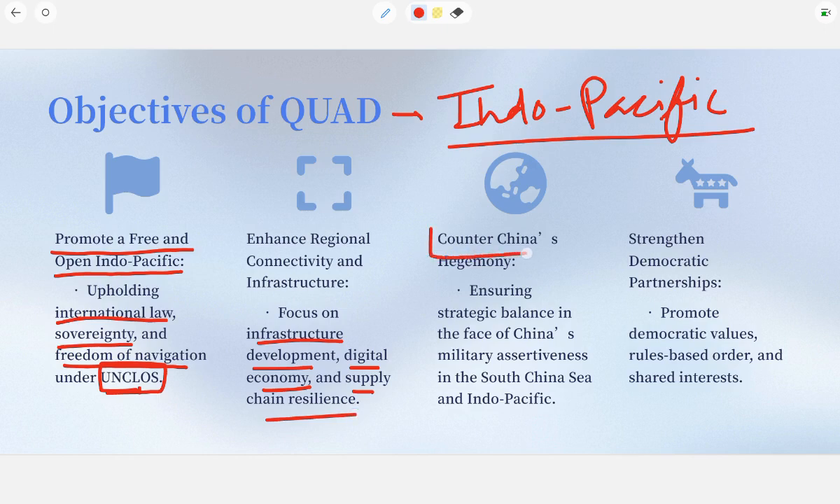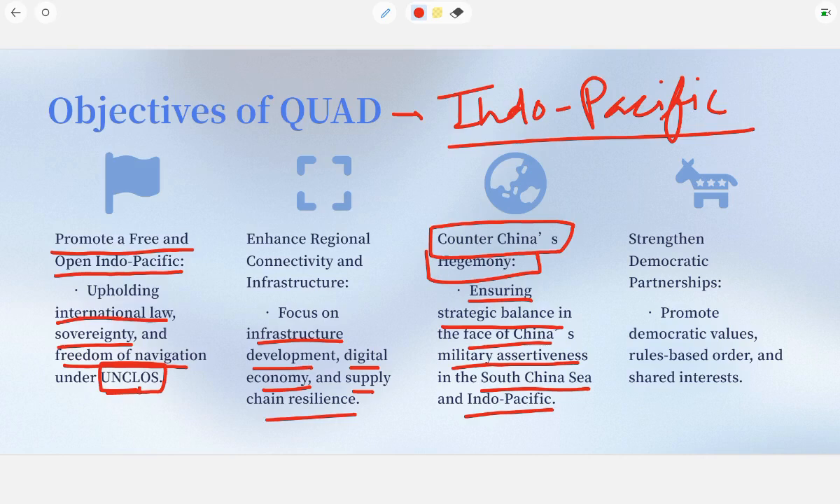The main important thing is that it was formed to counter, it was not formed, it was revived in 2017. We saw earlier that it was revived for countering China's hegemony and growing assertiveness in the world, ensuring strategic balance in the face of China's military assertiveness in South China Sea and Indo-Pacific Asia. We saw that China claims the South China Sea as their part. Also there are lots of military activities going on by China in the South China Sea and also in the Indo-Pacific. So it somehow makes a threat in terms of military and also economy to the other countries. So the countries get together and make these alliances. Now, Quad strengthens democratic partnerships. It promotes democratic values, rules-based order, and also shared interest, which is very important for all the countries.